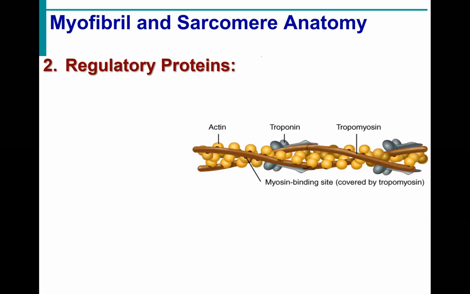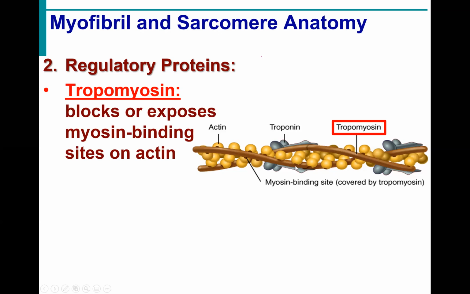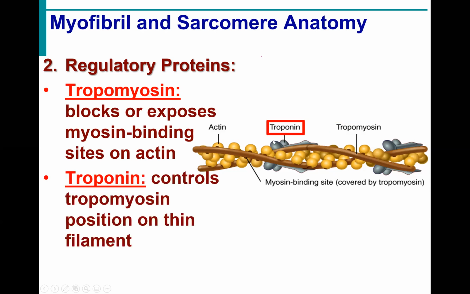Here we get a better view of those regulatory proteins. Again, we have the tropomyosin, which covers the binding site, stopping the myosin from getting to it. And then we have that handle-like troponin, which is going to be able to change its shape and move the tropomyosin out of the way. And calcium is what's going to be the magical thing that's going to allow that to occur.